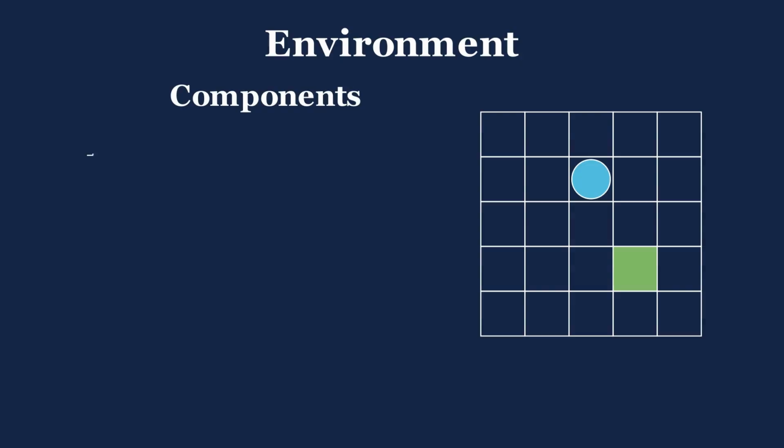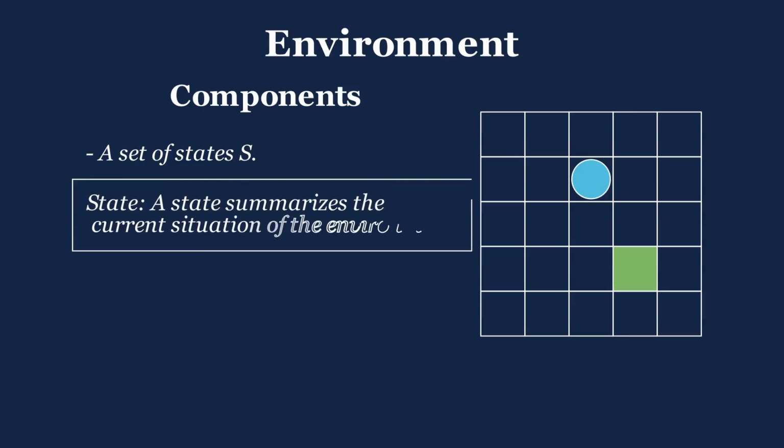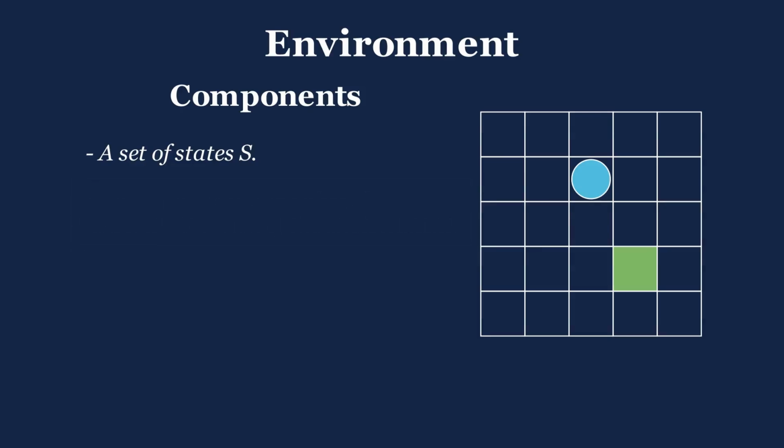A set of states S. These represent all the possible situations the environment can be in. A state is a complete snapshot of the environment at a given moment. It contains all the information needed to predict what will happen next, given an action. In our example, each position that the player could be in is a different state, because the environment will respond differently depending on where the player is.